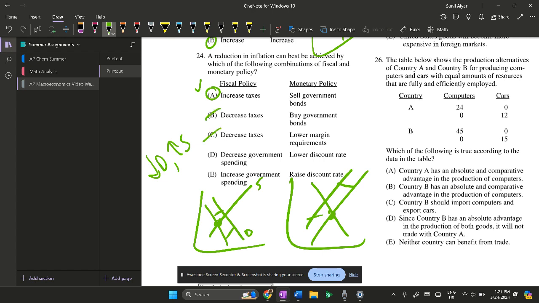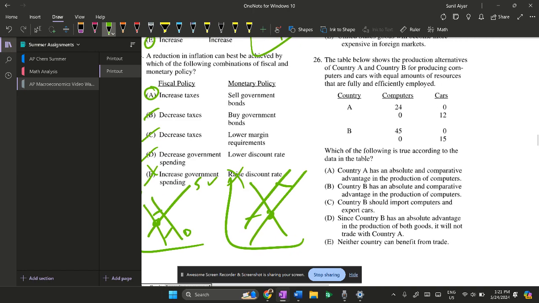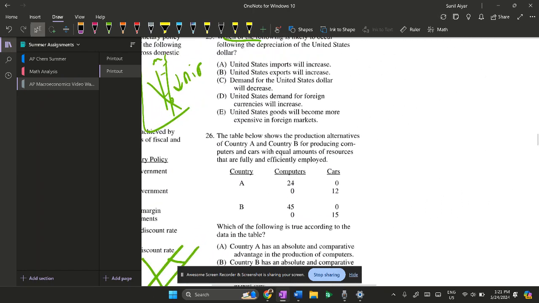Decrease taxes, nope. Decrease government spending, wrong. Increase government spending, correct. Raise discount window rate, wrong. Raising the discount window rate would decrease AD. Also, I don't know why I said yes to increase government spending. That does not decrease inflation, it increases inflation. Sorry. So A is your right answer.